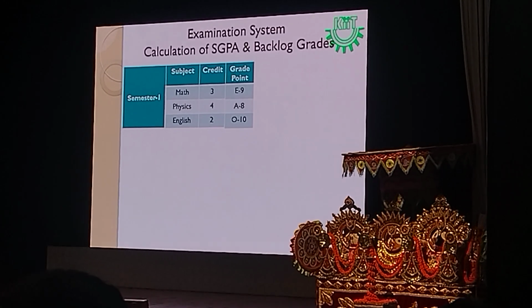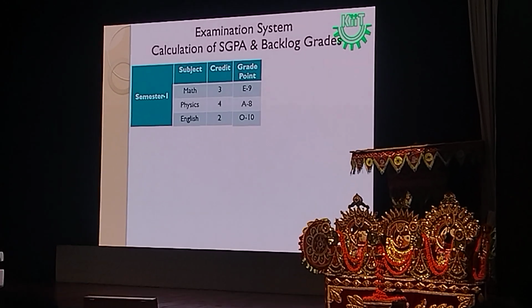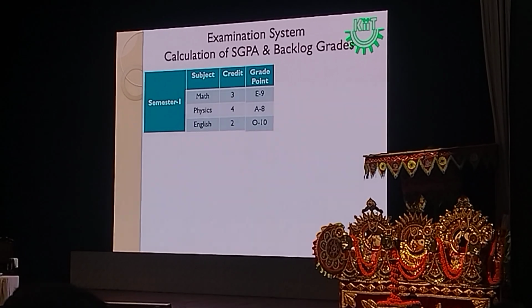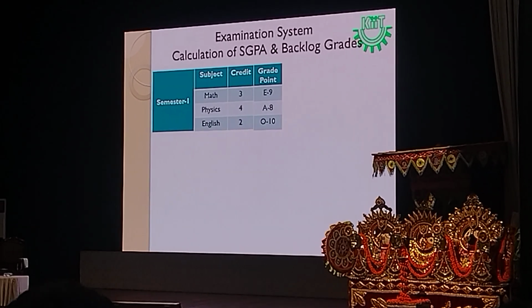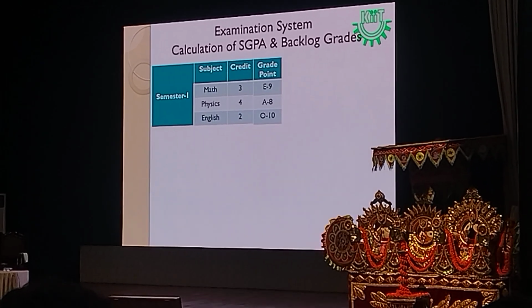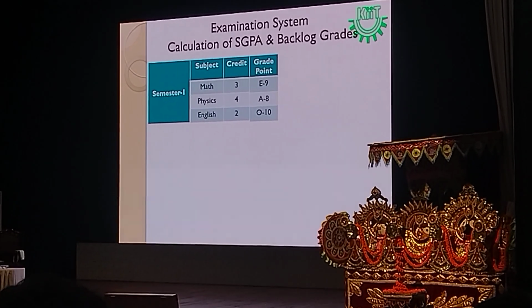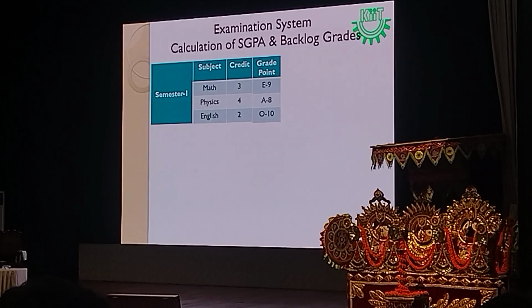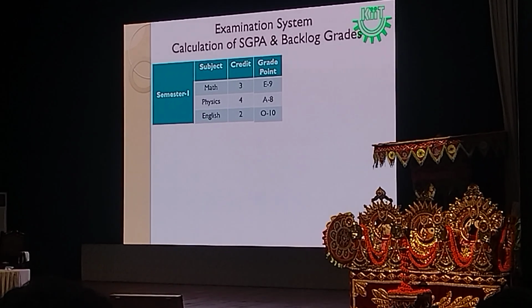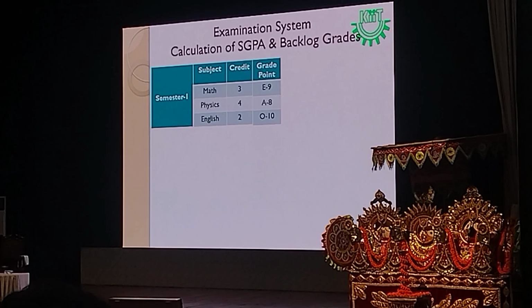Suppose in semester 1 you have 3 subjects: math, physics and English. Math has credit 3, physics has credit 4 and English has credit 2. This is just an example. Math may not have credit 4 actually, but they are fixed according to the curriculum. For a particular subject, the credit assignment is already fixed as per the syllabus.